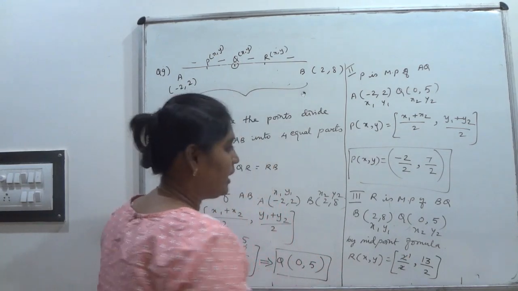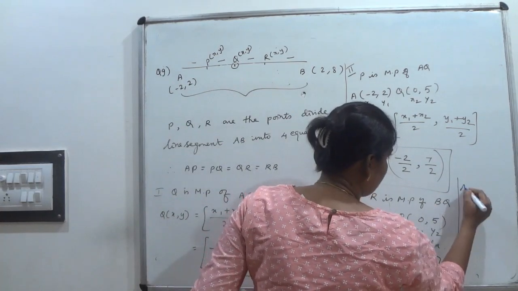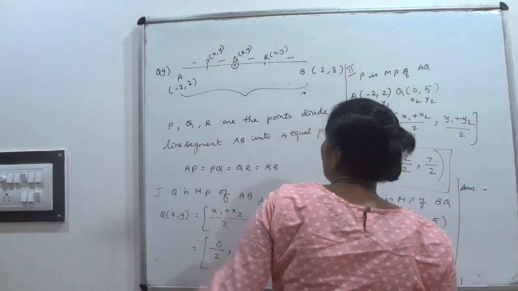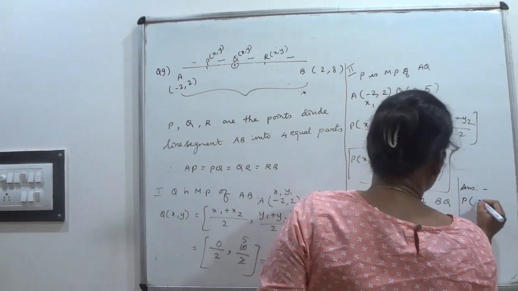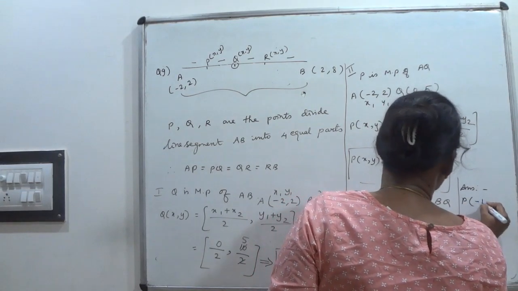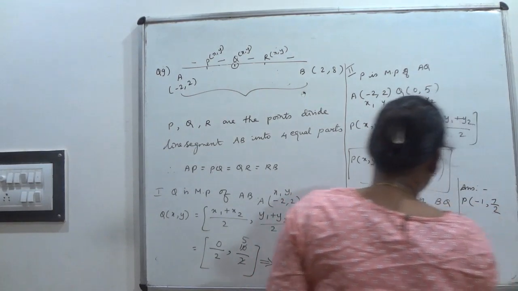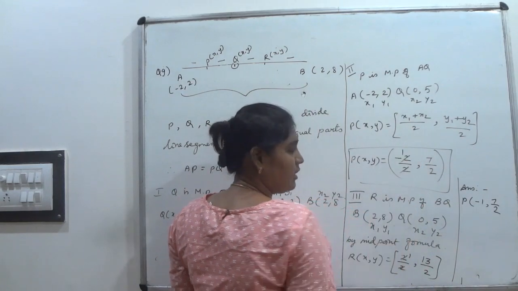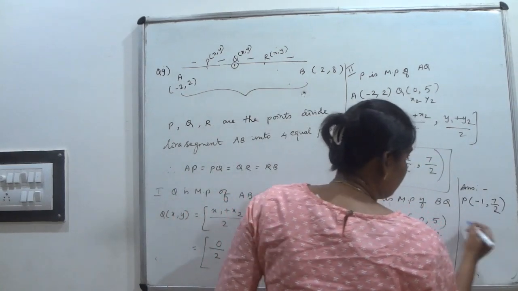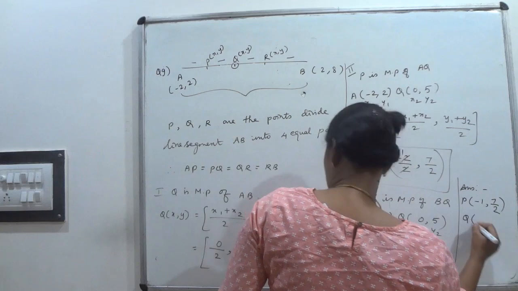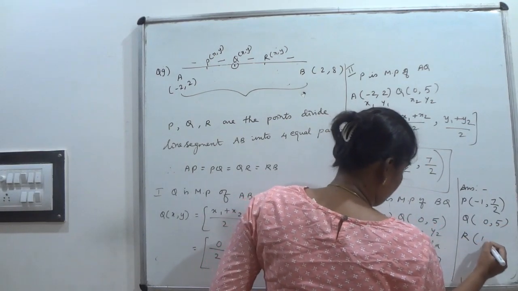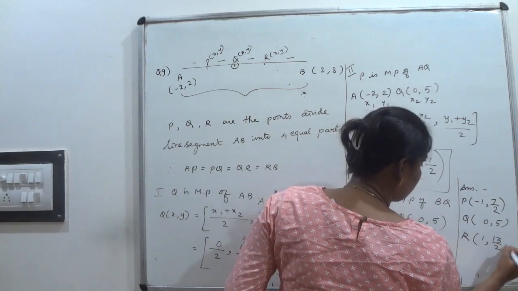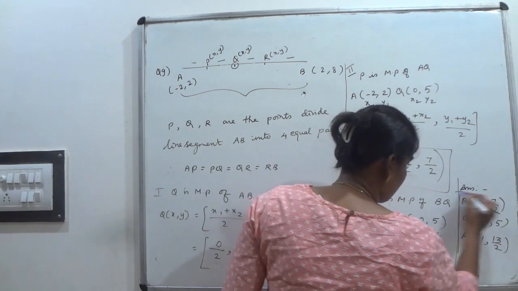So at last you write the answer here together. They asked you P, Q, R coordinates, so you write it here. P coordinate is minus 1 comma 7 by 2, because 2 and 2 are cancelled. Q coordinates 0 comma 5 and R coordinate 1 comma 13 upon 2. So this is your answer.